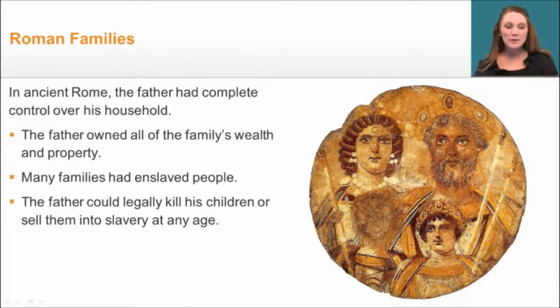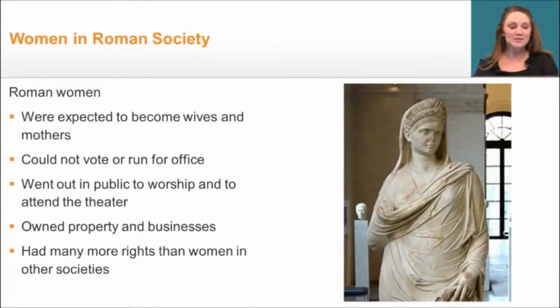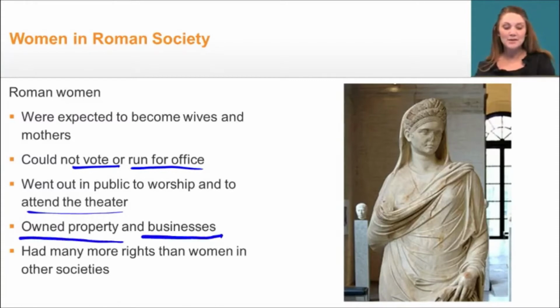Now, what about the women? Women in Roman society were expected to become wives and mothers. They didn't have jobs unless they weren't very wealthy. However, they could not vote, they could not run for office. When they went out in public to worship and attend the theater, they had to wear veils over their heads, and sometimes they had an escort. It just depended on the family. However, they could own property and businesses.